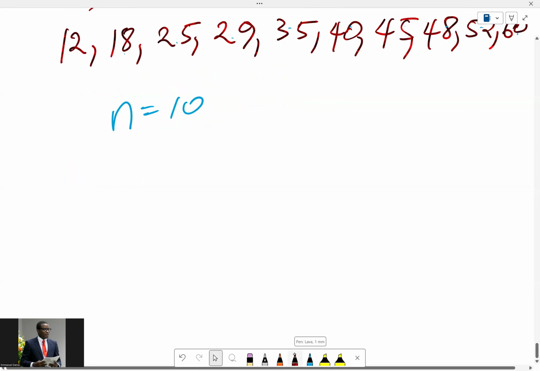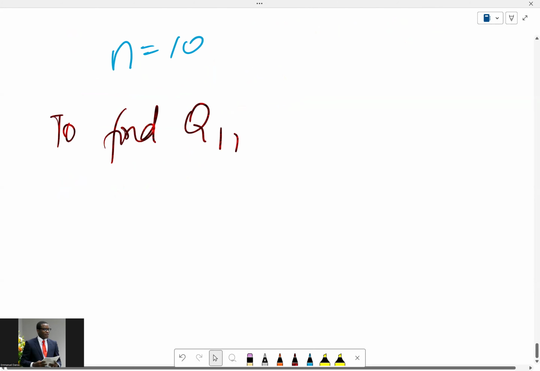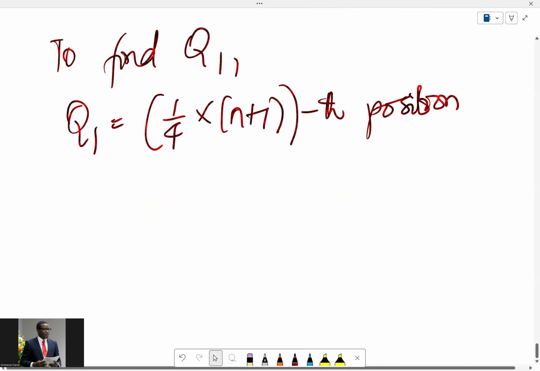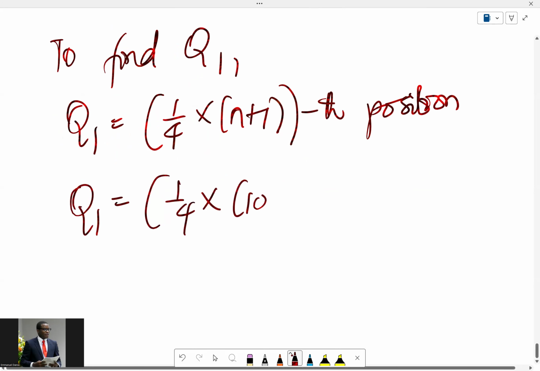If you want to find Q1, the first quartile, that is simply Q1 equals 1 over 4, 4 equal divisions, that's 1 out of 4, or 25 over 100, times N plus 1. It's position. Don't forget, it's all about position. So Q1 is equal to 1 over 4 times 10 plus 1, position.